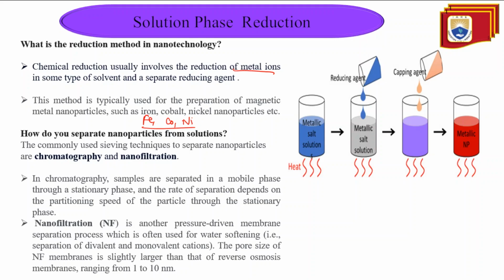So, iron, cobalt and nickel are the three important metals for the fabrication of magnetic nanostructures. Solution phase reduction is one of the methods for the preparation of magnetic nanoparticles such as iron, cobalt and nickel nanoparticles. That is why chemical reduction usually involves the reduction of metal ions in some type of solvent, separated from the reducing agent. The reducing agents and the metallic salt solutions are shown in the figure.